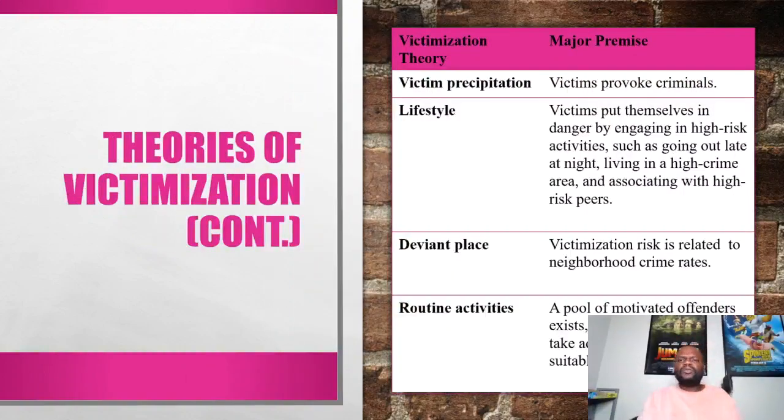So I just wanted to show you really quickly, in terms of the victimization theories, what the theory is: precipitation, what's the premise; lifestyle, again the three lifestyles: the high risk, the criminal, the college, deviant place. Of course, it looks at neighborhoods and whether or not they encourage not only crime but victimizations. And then, of course, the routine activities theory, where you have those motivated offenders, suitable targets, and a lack of capable guardians. And when they all converge together, you have crime.